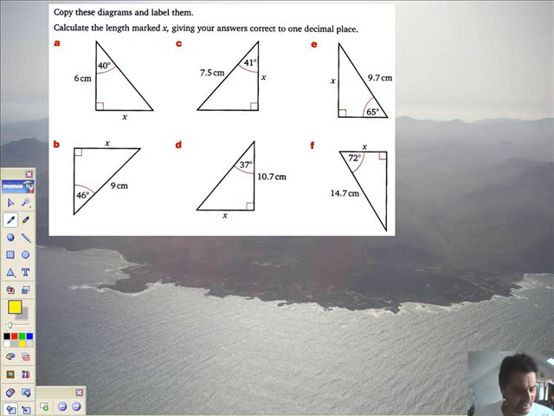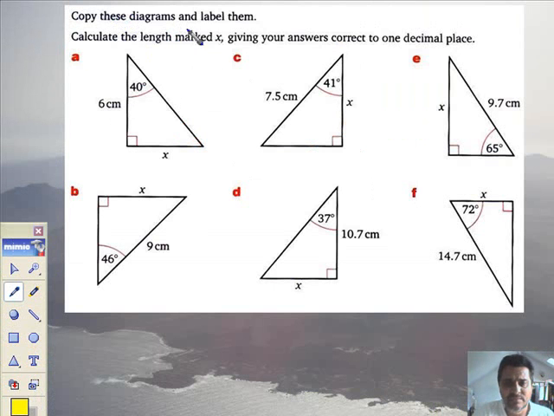Right, so jumping straight on to 18.1 question 2. I'll do as many of these as I can fit on there. Now look, I trust you've learnt sine, cos and tan, the rules for that. So it says here, copy these diagrams. I'm not going to do that because they're in front of me. Calculate the length marked x and give your answers correct to 1 dp.